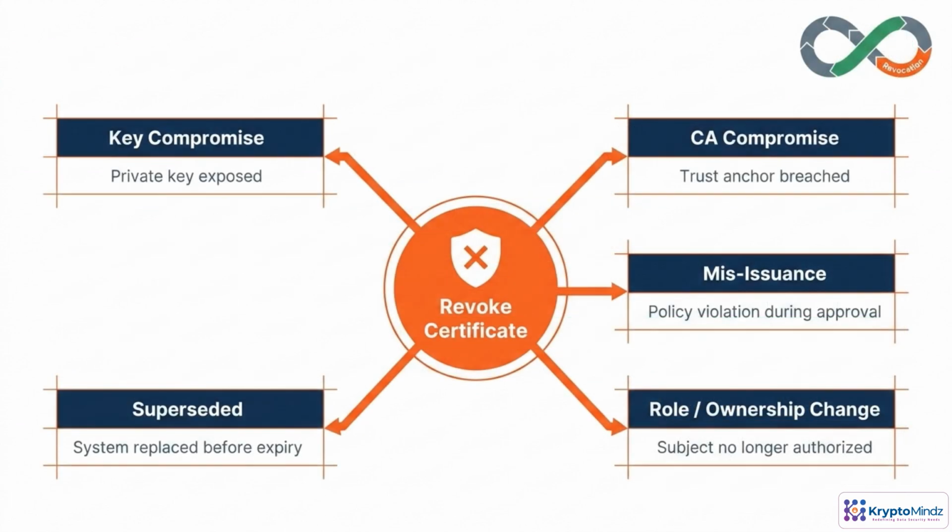Revocation is PKI's emergency brake. You use it when continuing to trust a certificate would be worse than breaking something. If a private key is exposed, you must assume an attacker can impersonate that identity. If a CA is compromised, everything it issued becomes questionable. You also revoke for process issues, like misissuance or policy violations, and for normal lifecycle reasons: systems decommissioned, ownership or roles changing, or migrations that replace a certificate ahead of schedule.